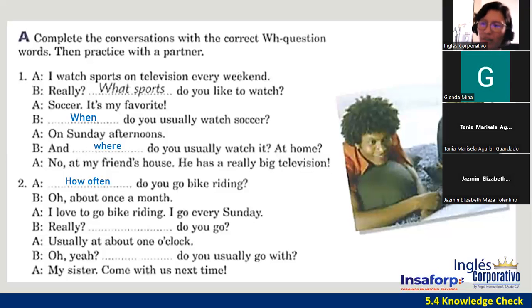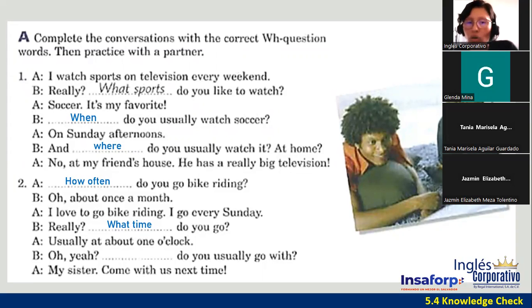Entonces le pregunta y la respuesta es usually at about 1 o'clock. ¿Cuál sería la WH phrase que yo necesito ahí? What, pero what es para cosas. What time? Muy bien. What time, ¿ok? ¿A qué hora, verdad? What time es el que yo uso para una hora específica, ¿verdad? What time do you go?